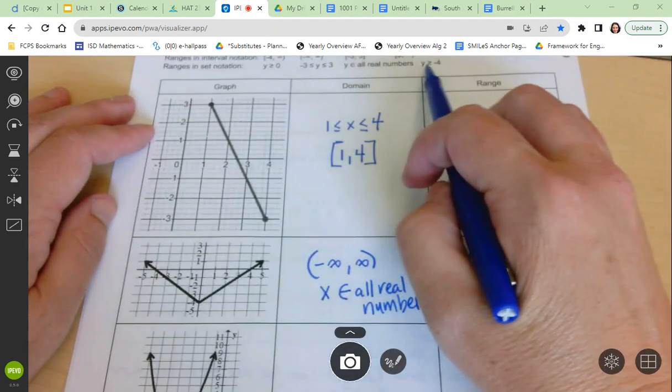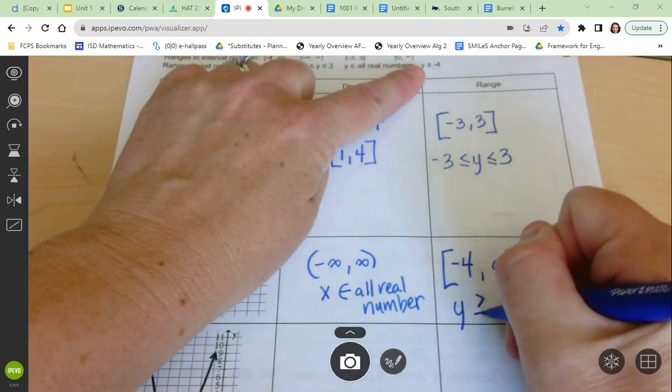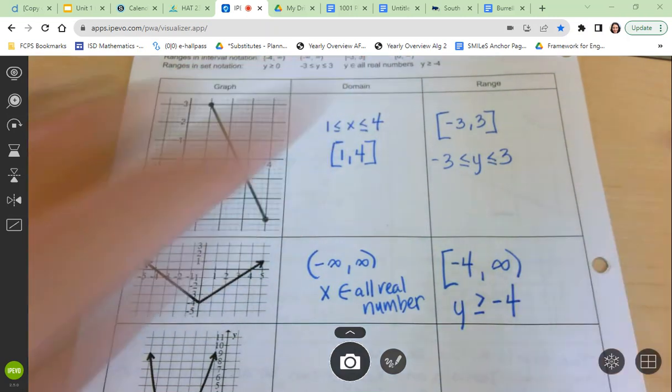So the range here would correspond with this one. Y is greater than or equal to -4.